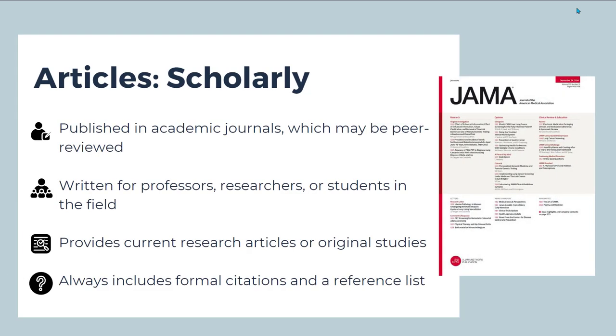Scholarly articles you can use for your assignment are usually published in academic journals, which may be peer-reviewed. Not every academic journal is peer-reviewed. Peer-reviewed means that when an article is submitted to a journal, it's reviewed by other experts in the field before it's published. So it's gone through that process of peer review, and you know it's of a higher quality.